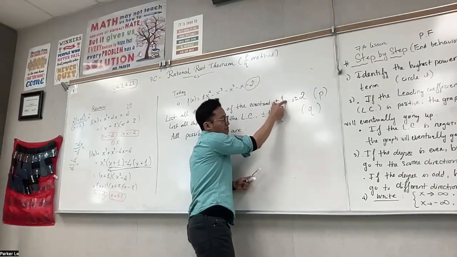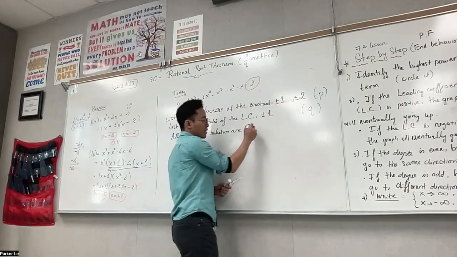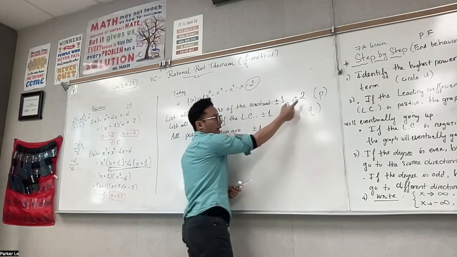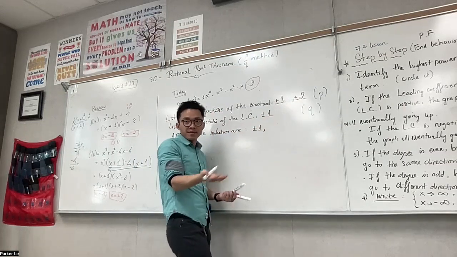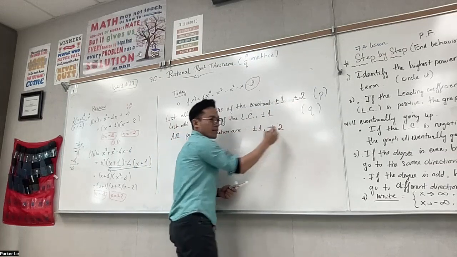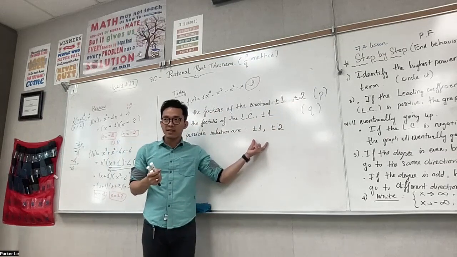So I have 1 divided by 1. What is 1 divided by 1? 1. So plus minus 1. And then the next one, 2 divided by 1. What is 2 divided by 1? 2. So plus minus 2. So these are the candidates for the solution.